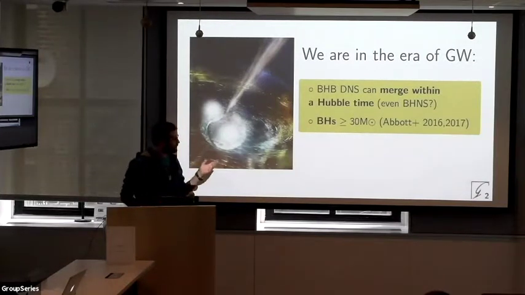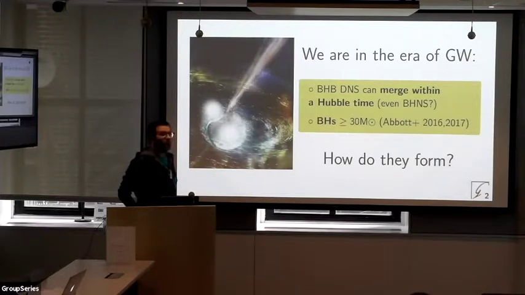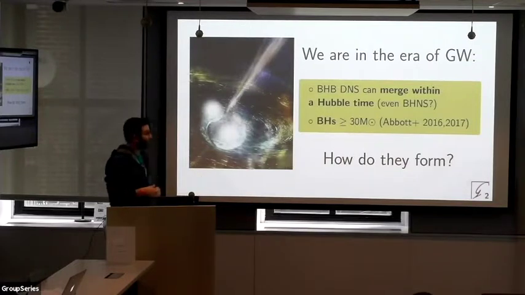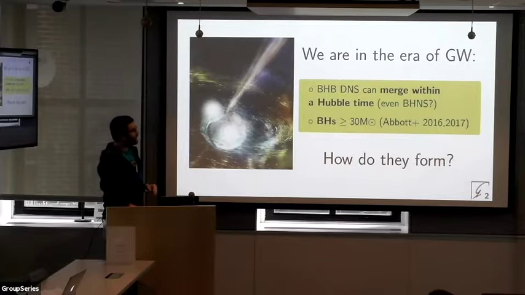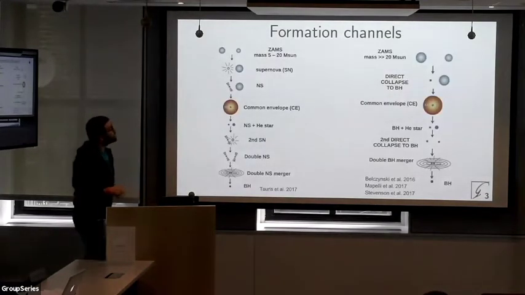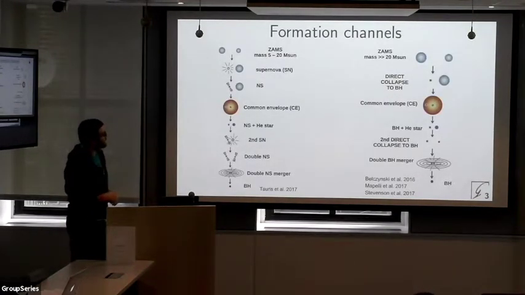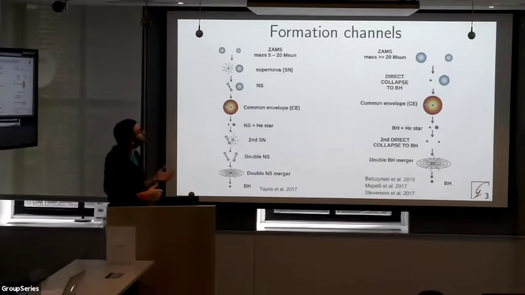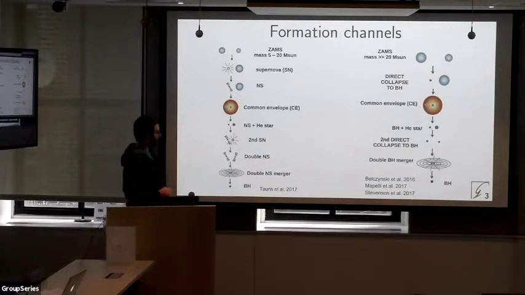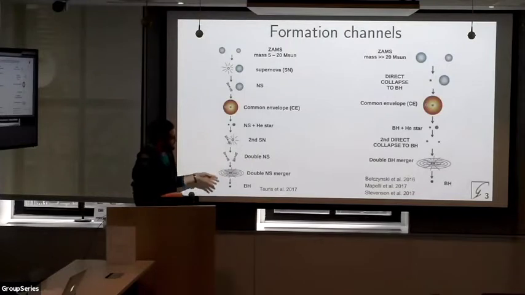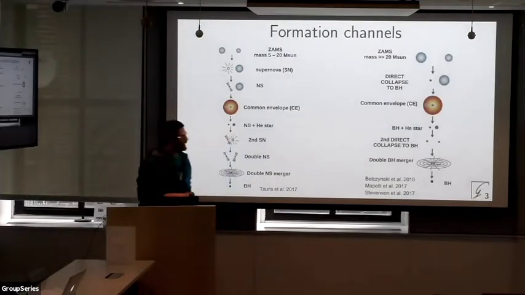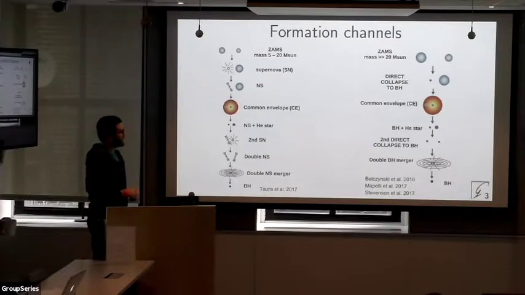We also know that black holes can now be very massive, but the point is how we can form such a system that is able to merge in less than a Hubble time. Here I show you a schematic representation of the possible evolution channel that leads massive binaries to the formation of either double neutron stars or black hole neutron stars that merge in less than a Hubble time.